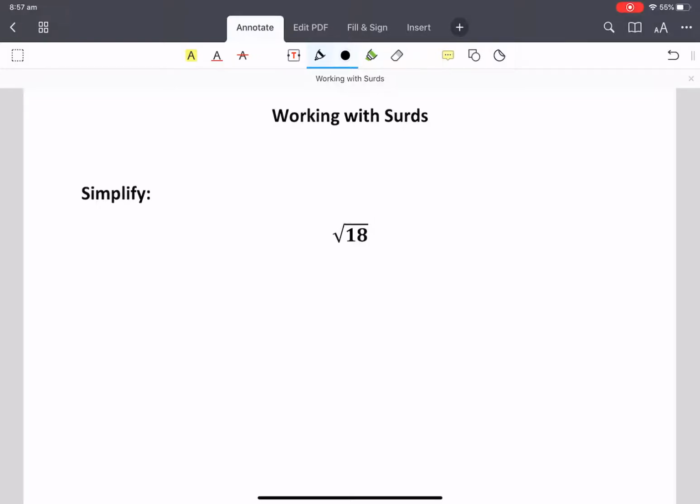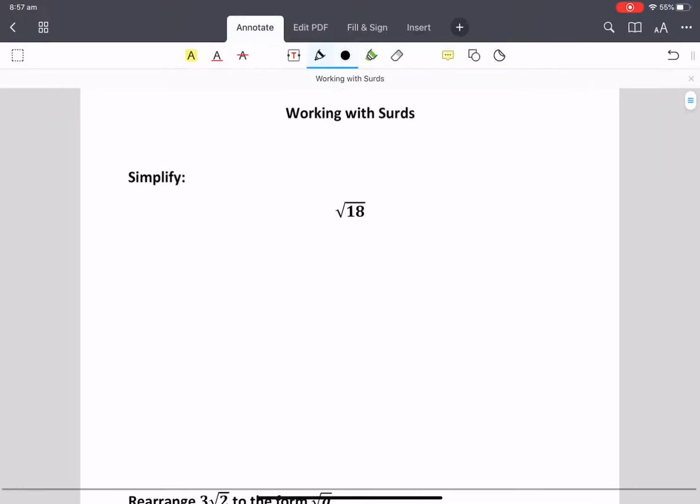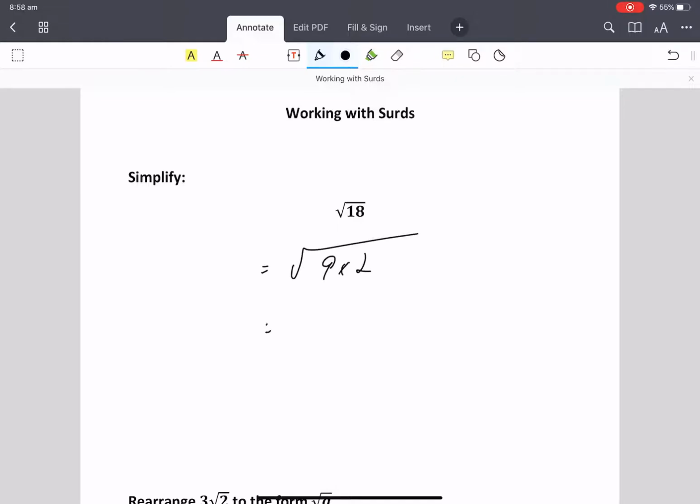Okay, now we've got the basics with surds. Let's have a little bit more fun. We'll start back at the easy stuff. We're going to simplify root 18. 18 is 9 times 2, so it's root 9 times root 2. Remember, we can split that there, which is 3 root 2.